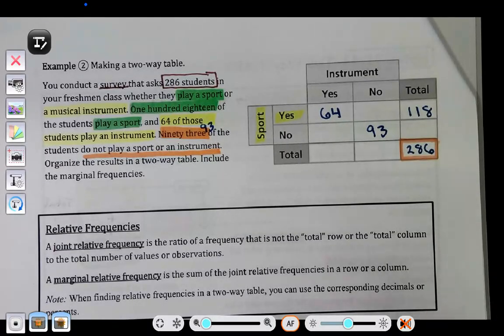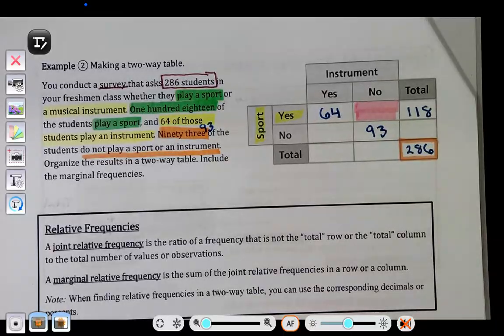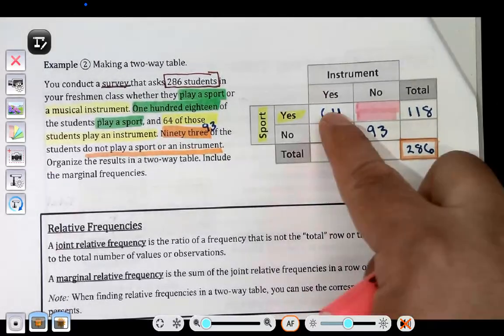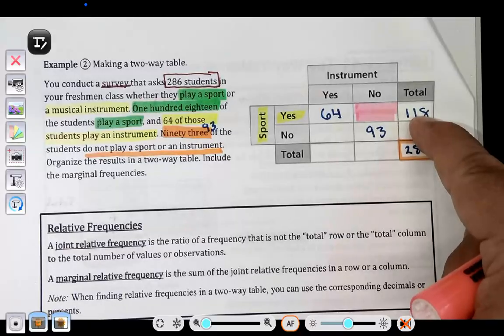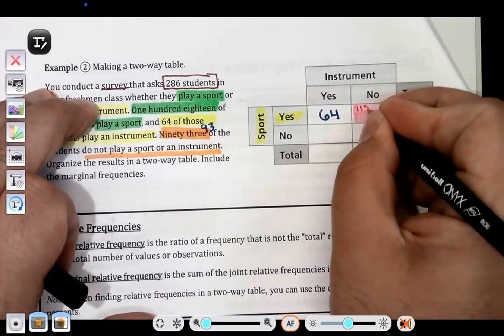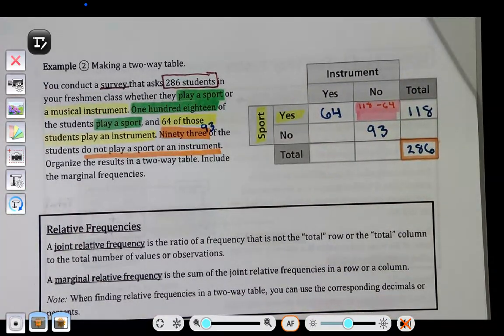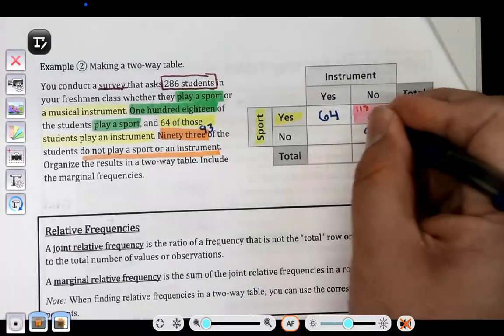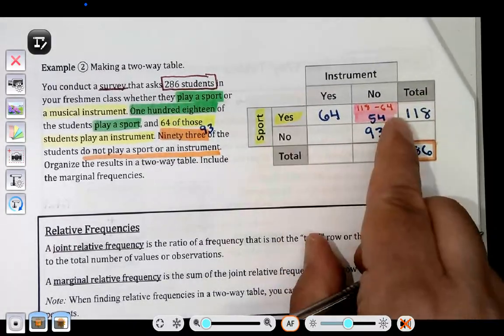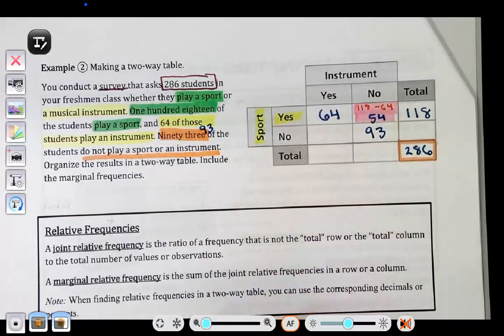Okay. Let me ask you this. How do you find this number right here? Well, remember, didn't we say that to get these numbers you have to add? Yeah, what's the opposite of adding? Subtraction. All right, well, all you have to do is go 118 minus 64. So what's 118 minus the 64? So there's 54 kids who said yes to a sport, but no to instrument. They don't play an instrument. 54 only play a sport.